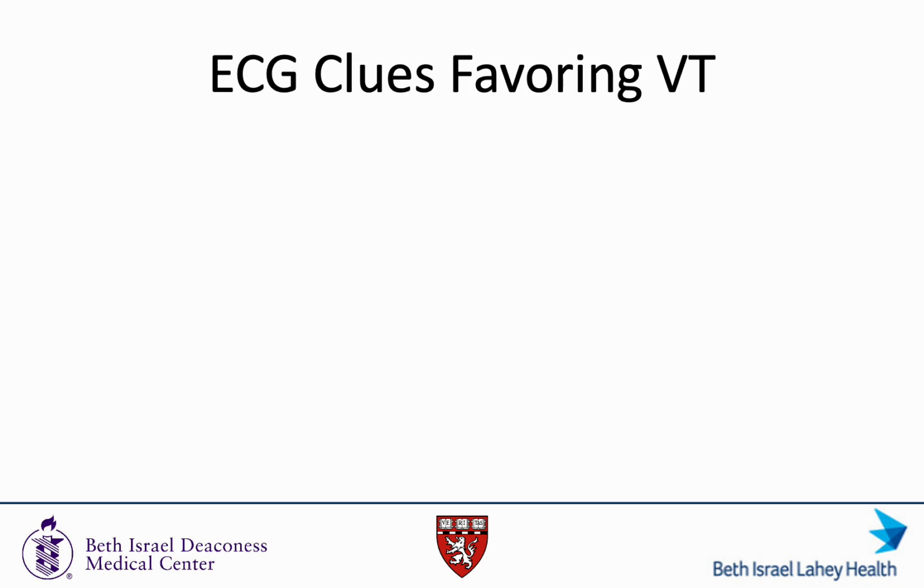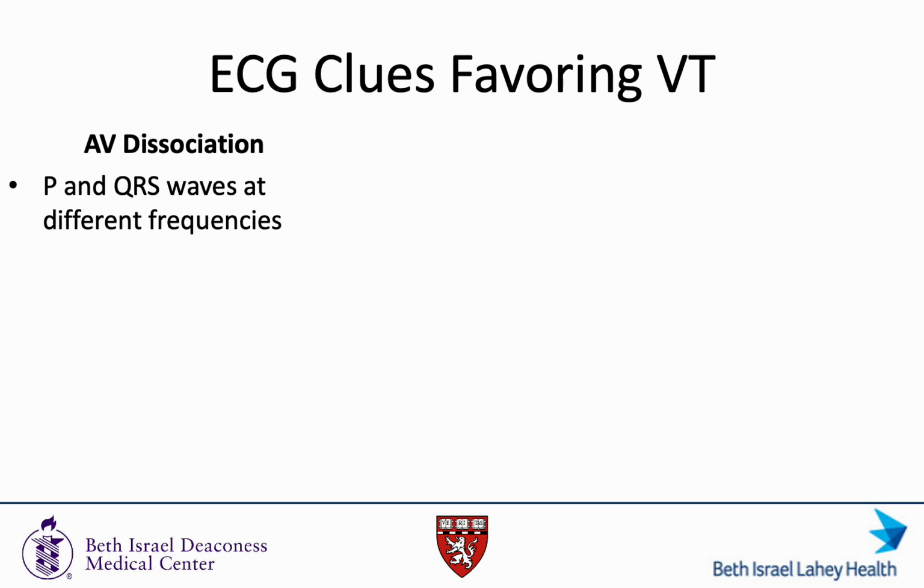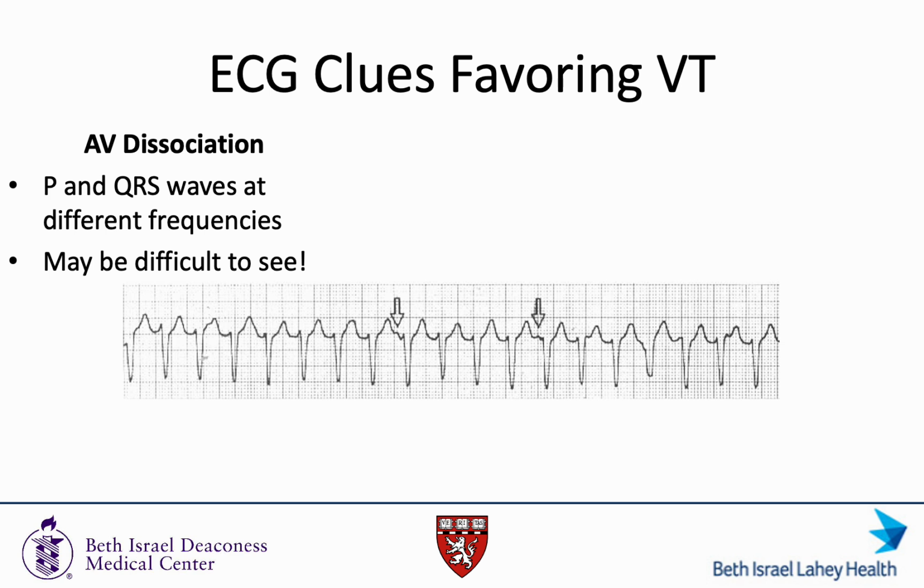The first of these clues we'll discuss is AV dissociation. This refers to an EKG finding where P waves and QRS waves are occurring at different frequencies. It can usually be found on EKG in about 50% of VT, but can be really hard to spot. Let's look at an example. This is a strip of a wide complex rhythm. Note the two arrows denoting likely P waves occurring at different places with respect to the QRS complexes. This is AV dissociation and is strongly suggestive of VT.